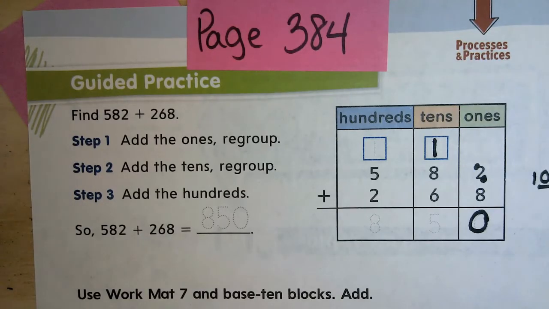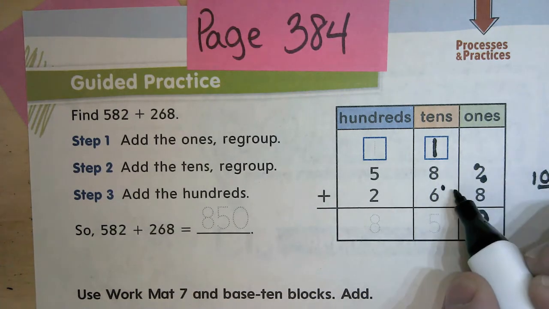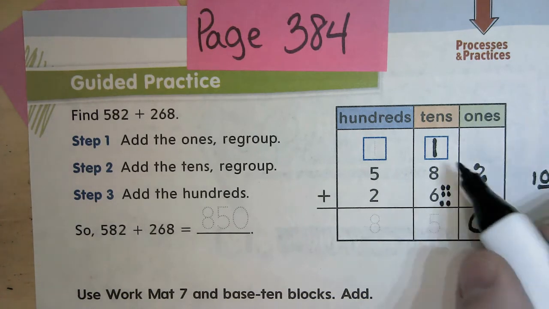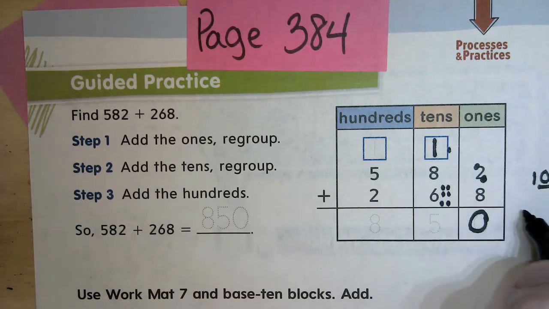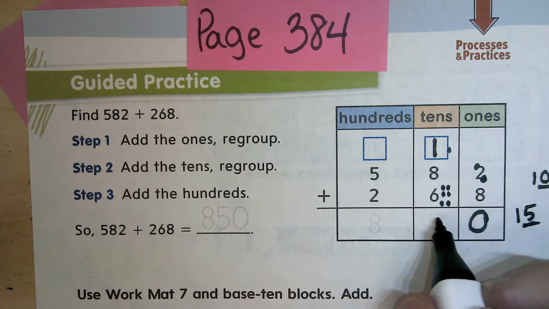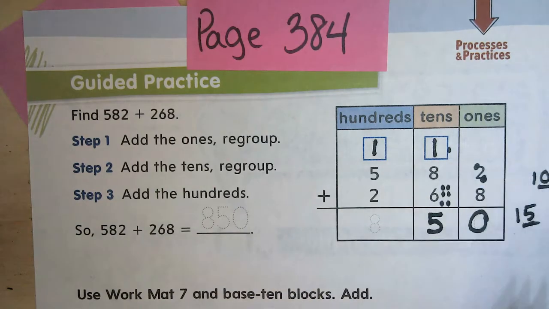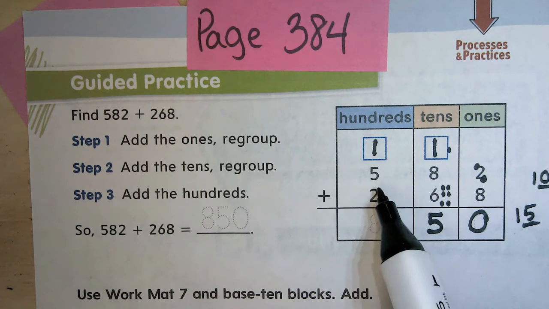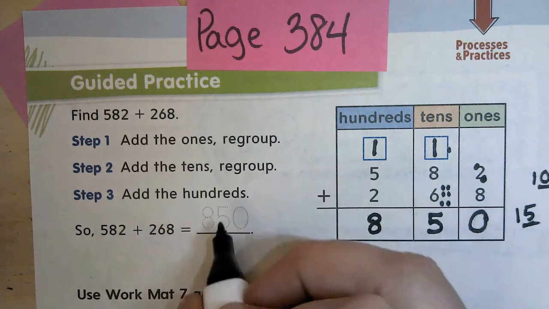Now that I've done that, I can say, well, what's 8 plus 6? So 8, 9, 10, 11, 12, 13, 14. But I'm not done. I have one more. 14, 15. If I have 15, my lower place value stays there, so I need a 5 here. My 1 will regroup. Okay. 5 plus 2 is 7, and one more is 8.